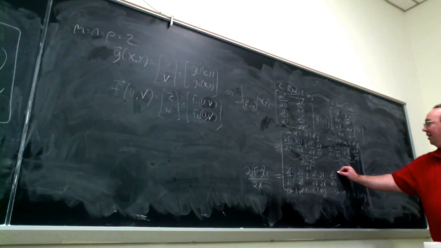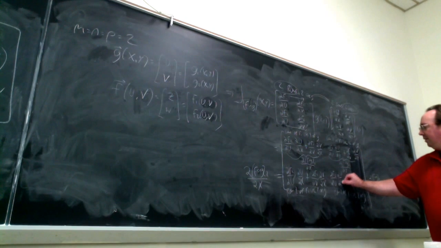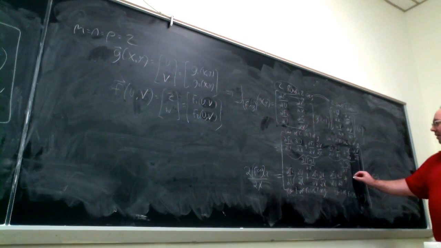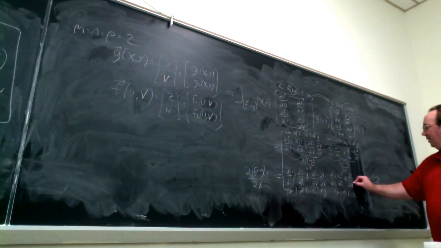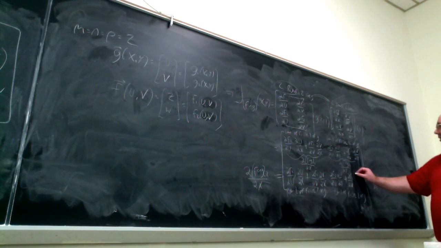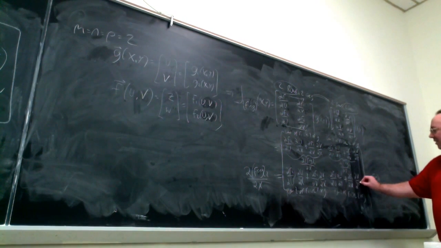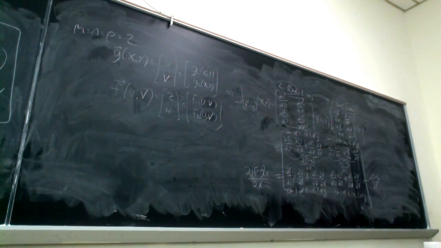Times partial U and partial X. Plus partial F2 over partial V times partial V over partial Y. Yes, okay. If anyone does not see this, now's the time to ask.